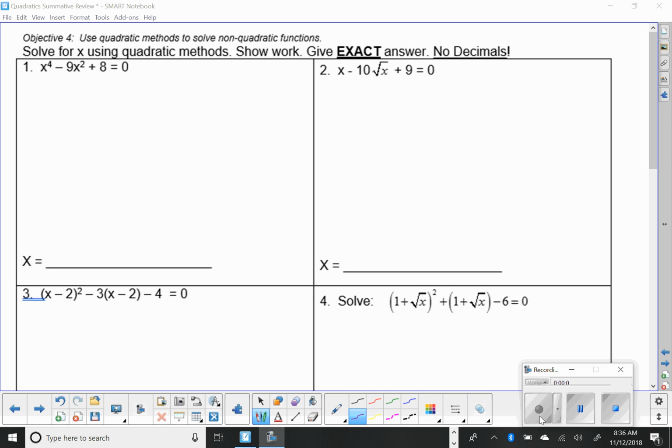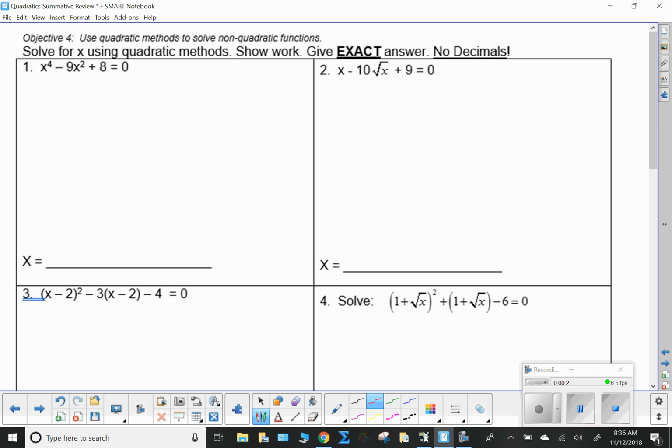Objective 4 out of the Quadratics unit for the summative review. Again, this is the review. In Objective 4, you're going to use quadratic methods to solve non-quadratic functions. This is one of the reasons why when we did the factoring unit, you had to learn how to factor non-quadratics using quadratic methods. So, without further ado, let's take a look at this first one here.